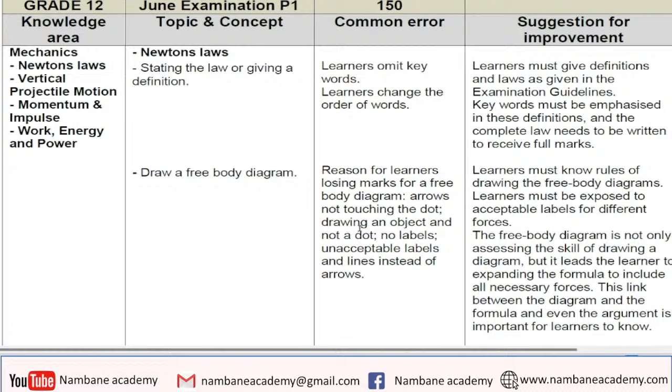Secondly, it is important that our learners recognize we are not going to accept any definition if it is not given as it appears in the examination guideline.